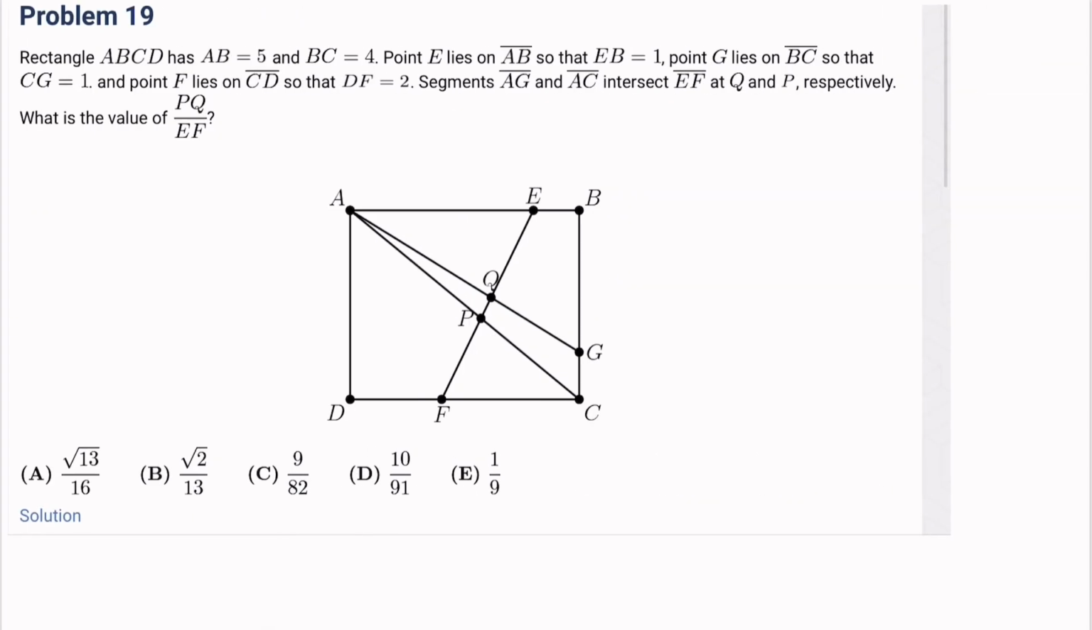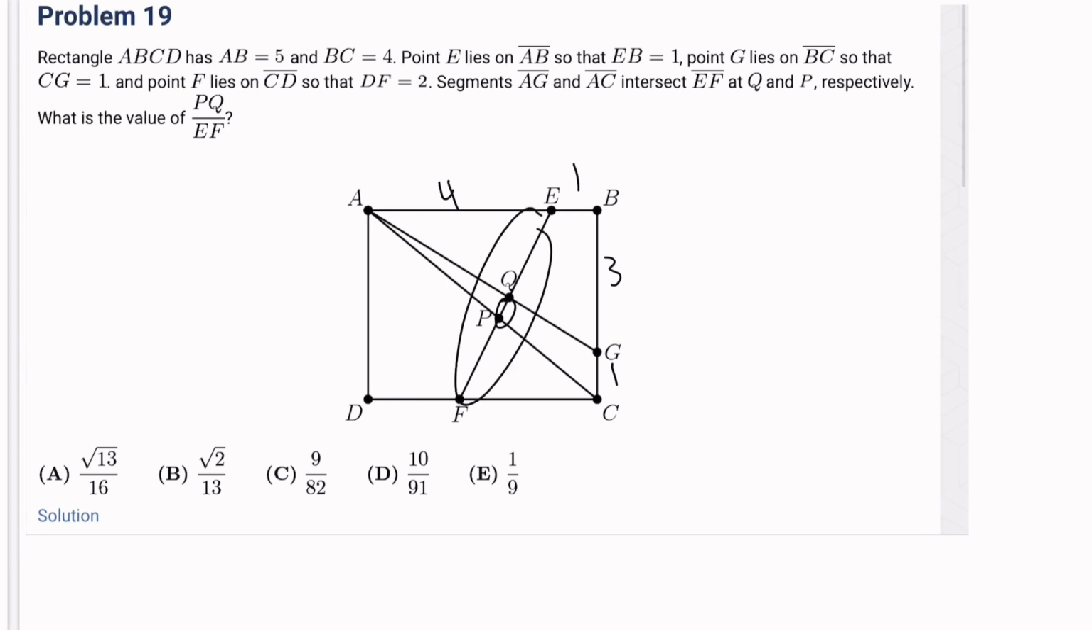Number 19. Rectangle ABCD has AB equals 5 and BC equals 4. Point E lies on AB so that EB equals 1, and since BC equals 4 and AB equals 5, so AE will be 4. And point G lies on BC so that CG is 1. Okay, so this is 1, and since the whole thing is 4, BG will be 3. Segments AG and AC intersect EF at Q and P respectively. What is the value of PQ over EF?